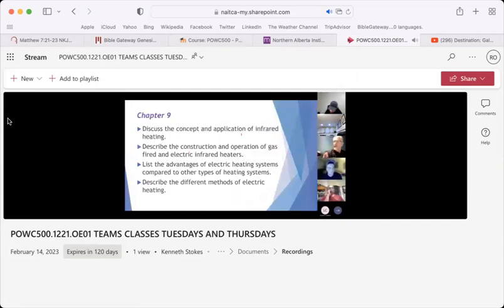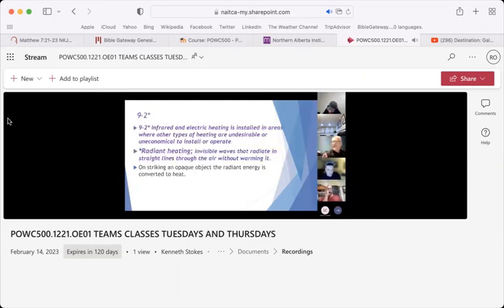We'll look at the application of infrared heating, and describe construction and operation of gas-fired. So remember, when we talk about infrared heating, it's not always fueled. It's sometimes gas and sometimes electric. I'll try and keep it straight. Infrared electric heating is installed in areas where the kinds of heating we looked at are not the best for certain applications.